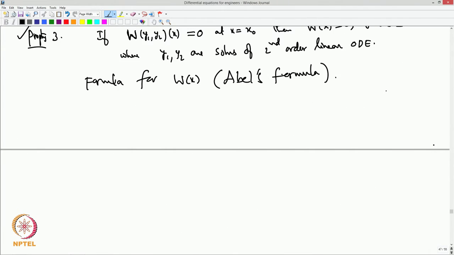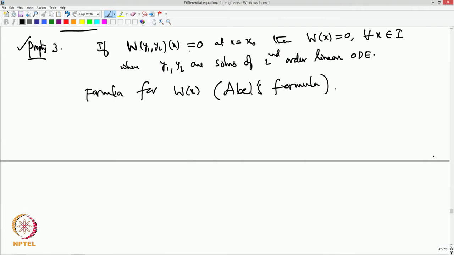So today we give property 3. Property 3 tells you that if the Wronskian is 0 at some point, then the Wronskian is 0 everywhere, for all values of x, where x is in I, that is, where the linear second order ODE whose solutions are y1 and y2 is defined. And if the Wronskian is non-zero at some point, then it is non-zero at every point. That is also true. So the Wronskian is well defined at every point.